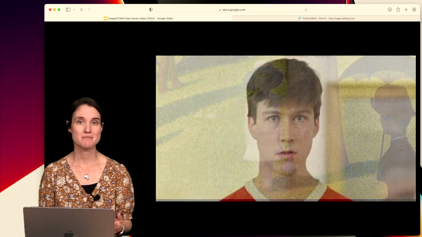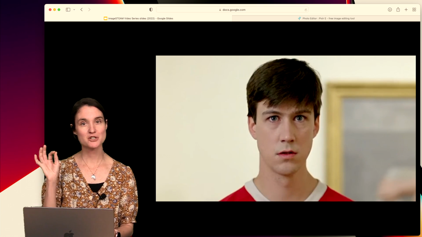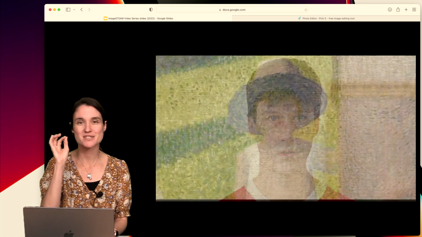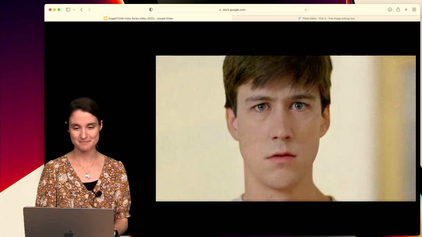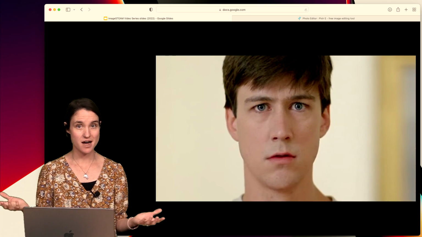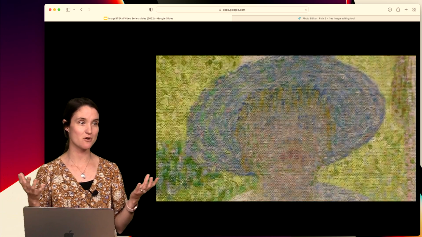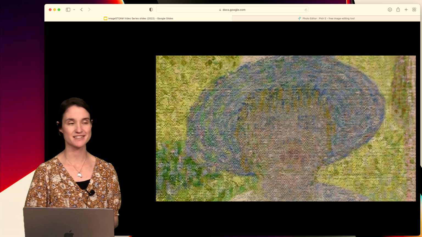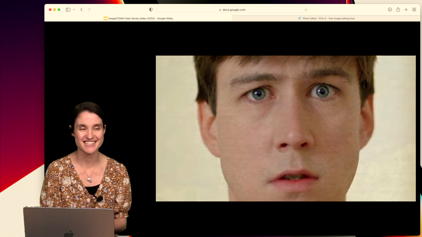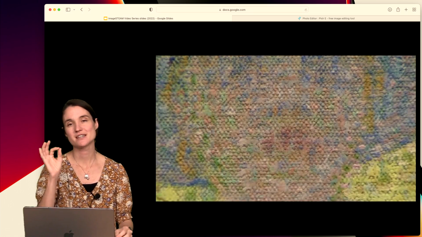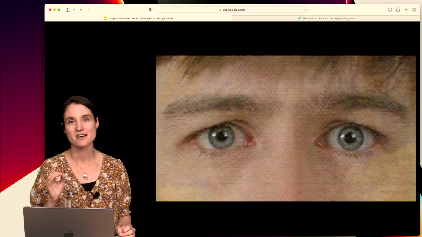Pointillism is an art technique where the painter uses lots and lots of tiny dots of paint rather than brush strokes. All of these small dots together add up to the overall picture that we see when we're looking at it from far away. But up close, all you see are the tiny little dots of paint.